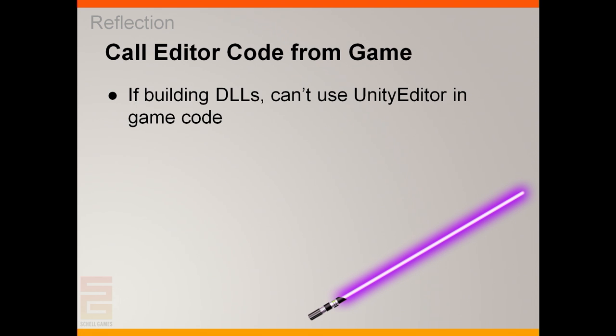Now, you can define a game object, a model behavior that's in your game code, that uses the Unity editor assembly. And that's bad at runtime. It will fail on device. It will work in the editor, and it's actually pretty convenient. If you're building to DLLs, it's a little trickier because you can't link to the editor assembly from your DLL, because if you do that, it's going to attempt to pack it in the build, and that's just not going to work.